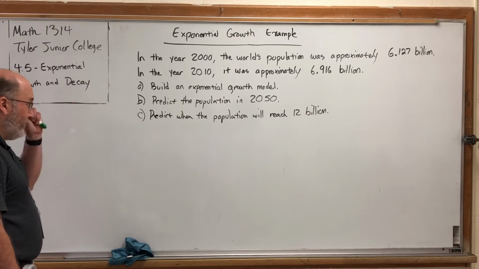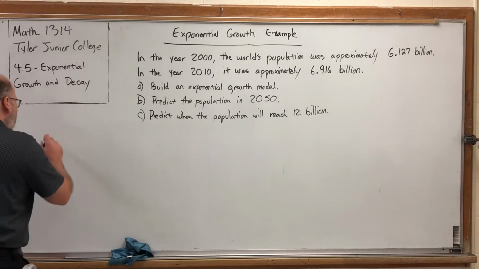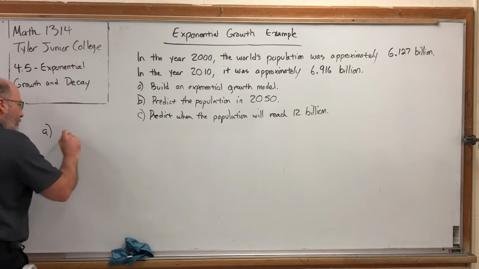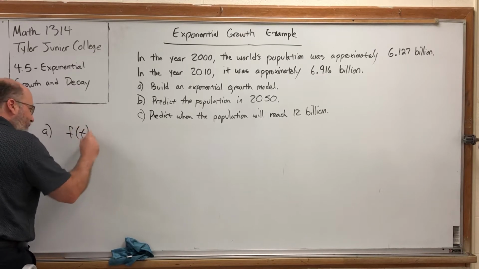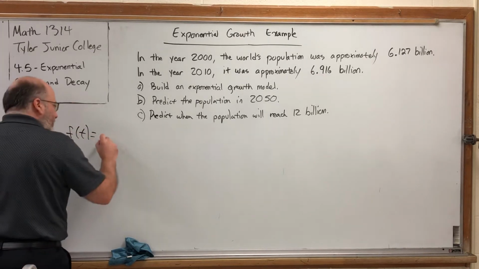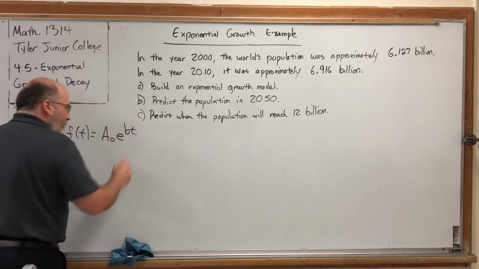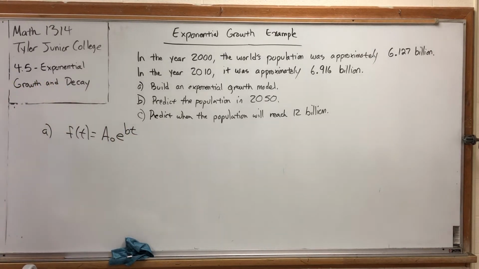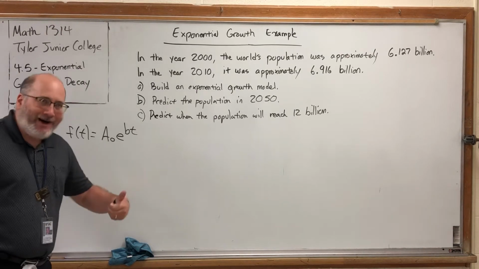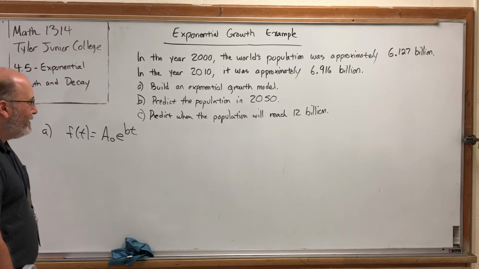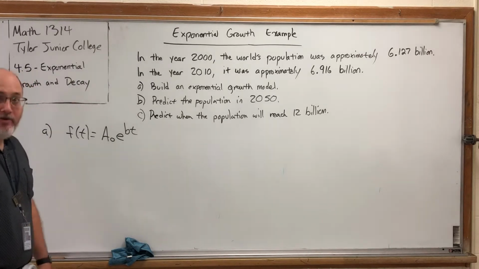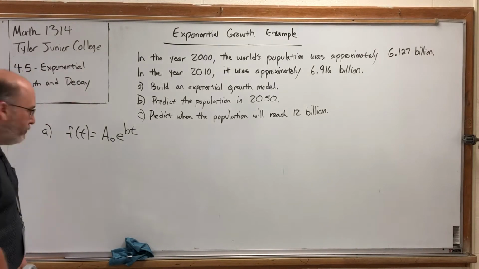First, let's build the exponential growth model. Now, how are we going to build the model? Well, we know the model has to look like this form: f of t equals an initial population times e to the bt power. But in order to build a model, we have to first define a starting point in time. In an example like this, it's usually the earliest year that you're given. In this case, it's the year 2000.